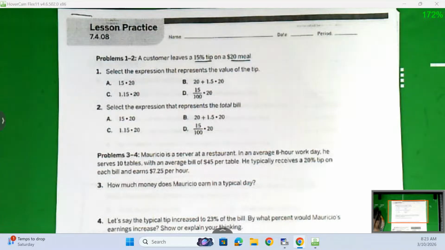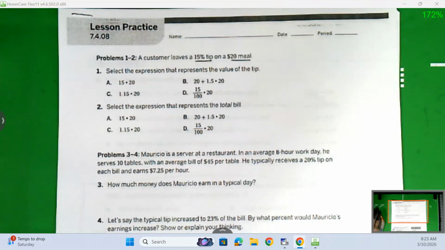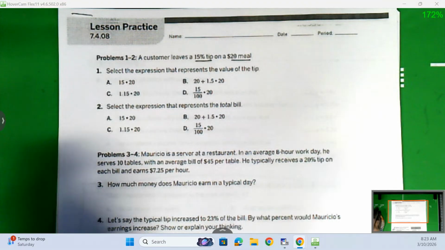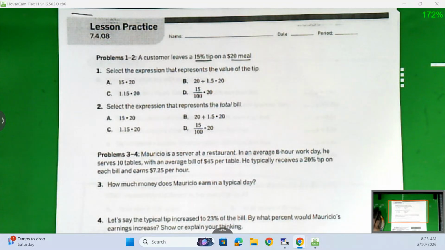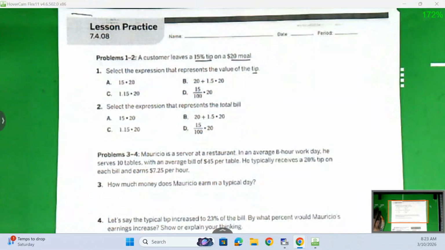This is Unit 4, Lesson Practice number 8, Journal page 320, 321. We have for problems 1 and 2, a customer leaves a 15% tip on a $20 meal. Question 1 says, select the expression that represents the value of the tip. So only the tip part, not the final answer.